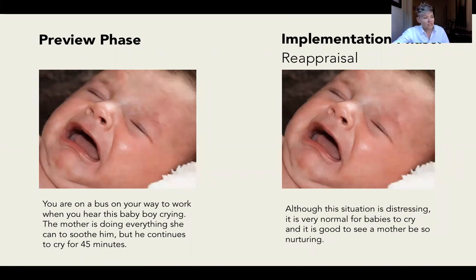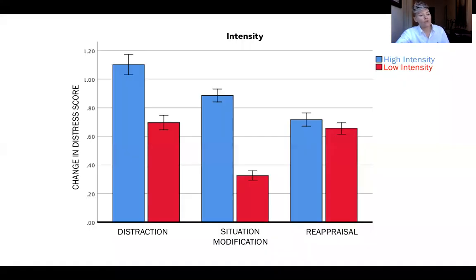The effectiveness of the strategy was measured by the drop in distress score from the preview phase to the implementation phase. We found that indeed these emotion regulation strategies were influenced by both the level of controllability and intensity. When the intensity of the situation was high, distraction and situation modification were better at decreasing stress than reappraisal. When the intensity of the situation was low, the reverse was true.